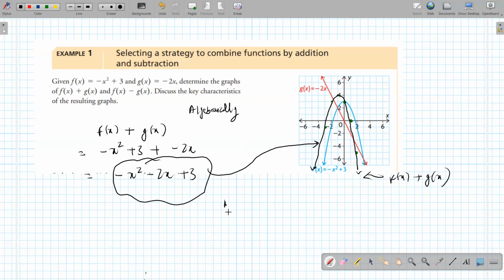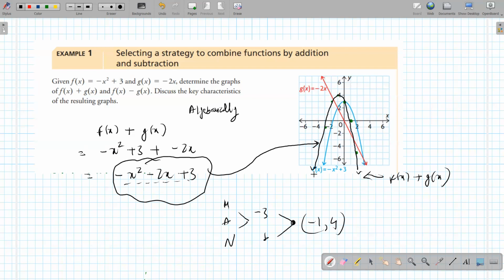We could factor this, find the x-intercepts, which would have been negative 3 and positive 1. We know the y-intercept is 3, right? And we can find the midpoint that is going to be at negative 1. And the y value there will be 4. So this is the curve for f of x plus g of x, the algebraic approach, or you can add them on the graph.